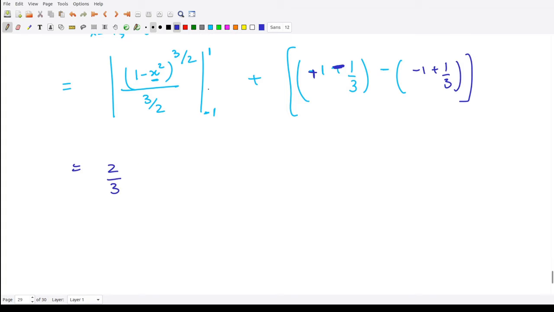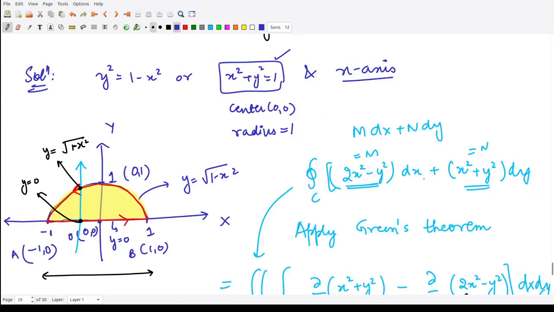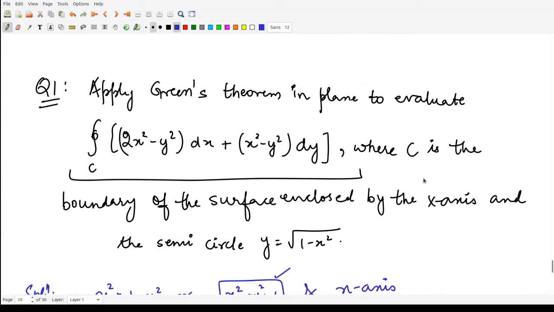When you substitute the limits 1 and 1, this would be 0. And here this quantity would be 2 minus 2 by 3. So we have the final answer as 4 by 3. So this is the answer. So we saw how we can calculate the given line integral very easily using this surface integral.